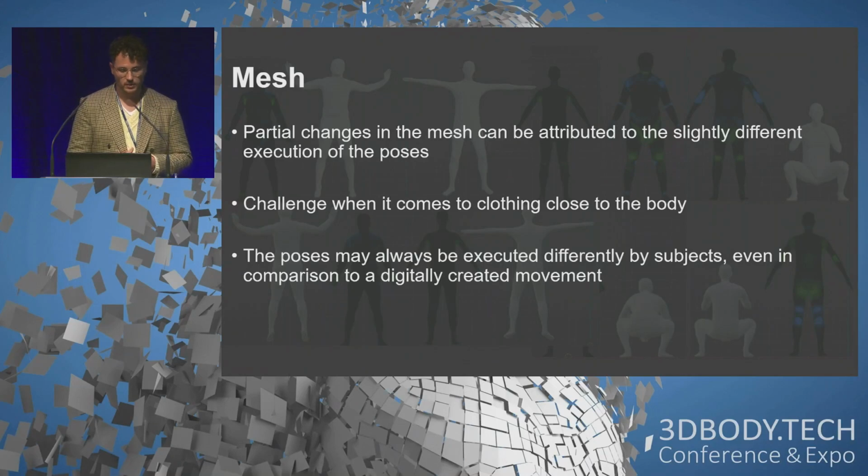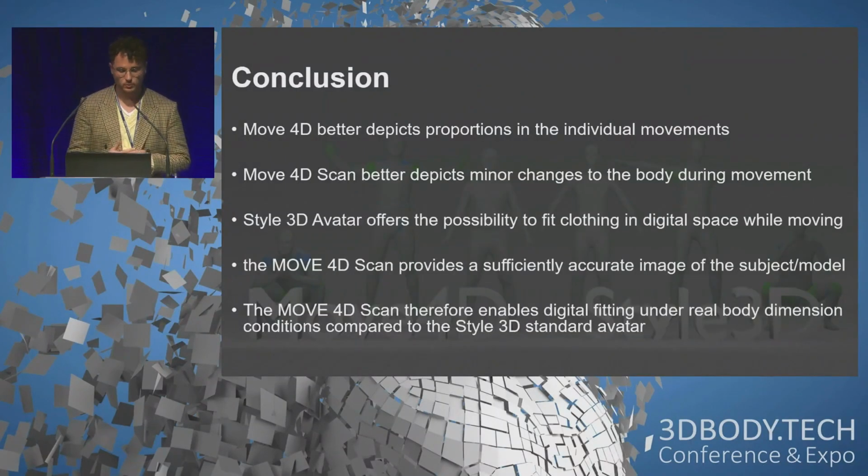When we talk about clothing which is close to the body, we need these exact measurements of our bodies, and we also have to see it in the mesh, because otherwise we are not able to create a digital twin. The conclusion was that a Move4D scan enables digital fitting under real body dimension conditions better in comparison to the Style3D default avatar.